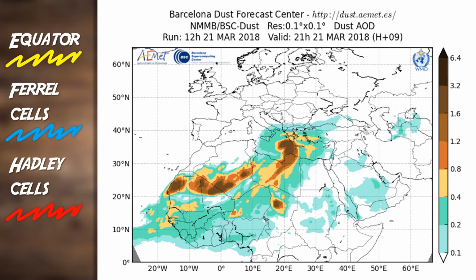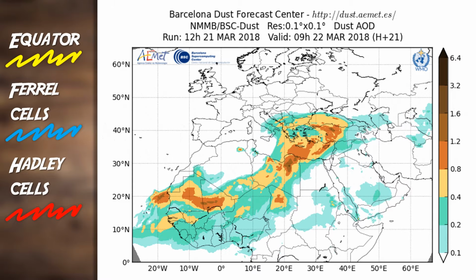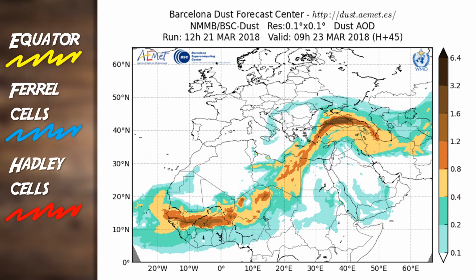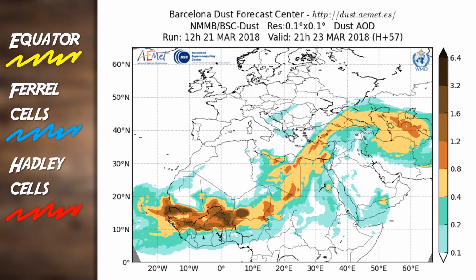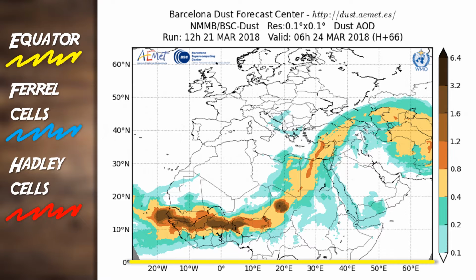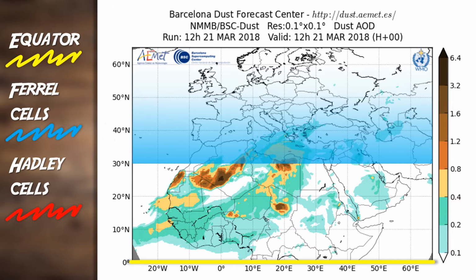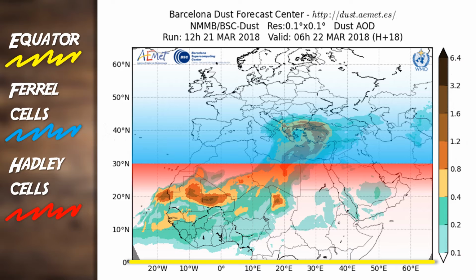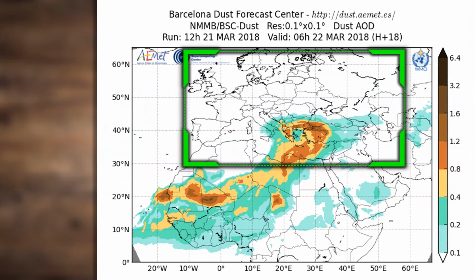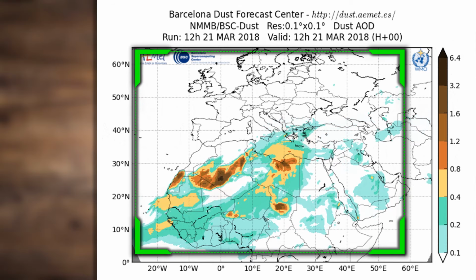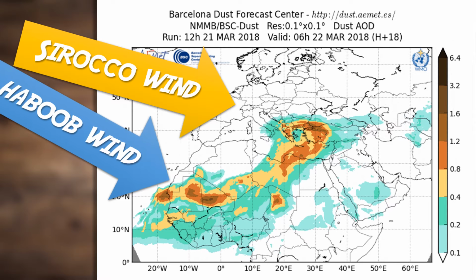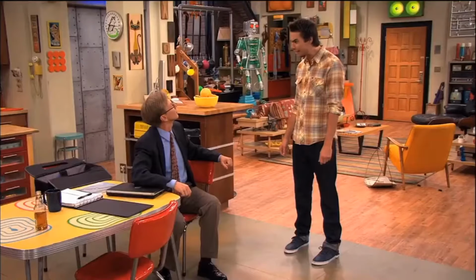Looking at a dust forecast map taken from the Barcelona Dust Forecast Center, we can see how dust from North Africa moving towards Europe can cause significant dust coverage for countries like Greece. This is the equator line, these are the Ferrel cells, and these are the Hadley cells. Also, you may be asking why the Sirocco winds only mention Europe, when it clearly affects Africa also. That is because this is a Sirocco wind, and this is a Haboob wind. Same phenomenon, only a different name.